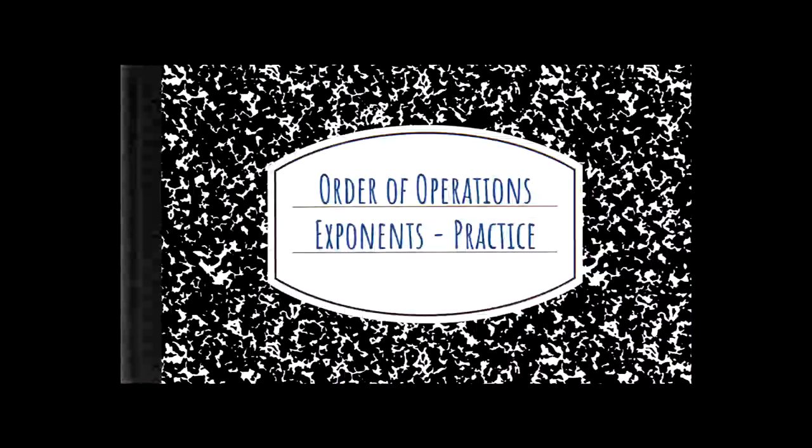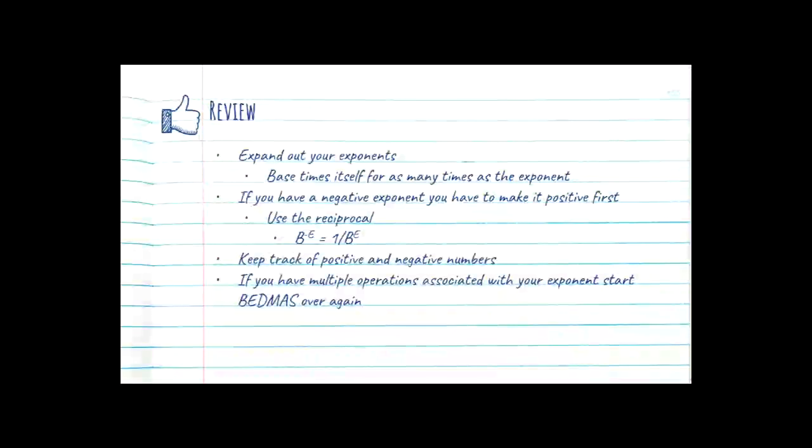But today, we're going to take up the practice questions that were at the end of the lecture portion of the video. Before we start that, let's do a quick refresher. You always want to make sure you expand out your exponents. What an exponent is saying is you're taking your base number and multiplying it by itself however many times the exponent says. So if you have 2 to the power of 3, you're multiplying 2, because that's the base number, by itself 3 times. So what you're actually doing is 2 times 2 times 2.